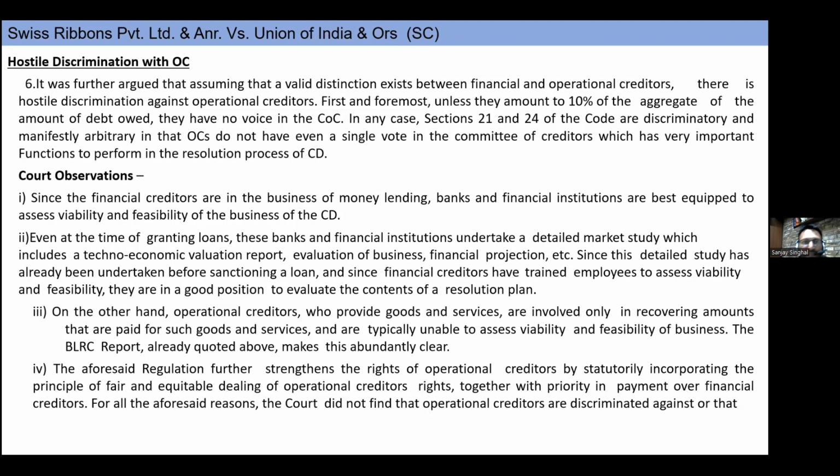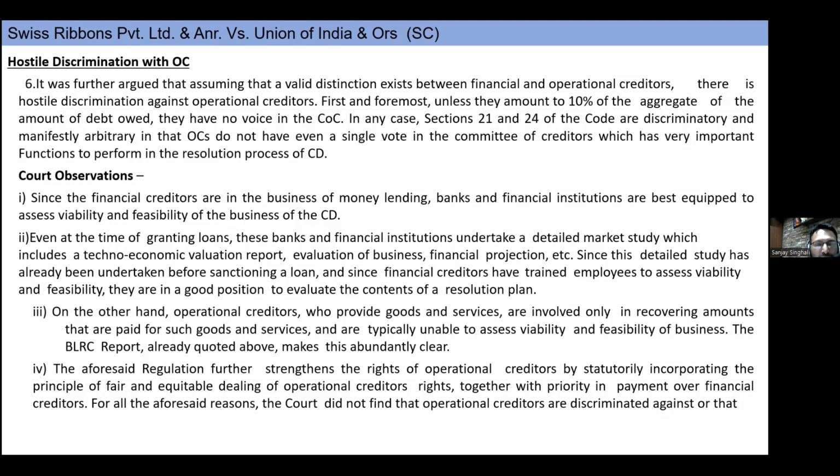This is also a good point: there is a hostile discrimination against the OC. The point was that the OC is not part of the COC. Sections 21 and 24 of the code are discriminatory and manifestly arbitrary in that OCs do not have even a single vote in the COC, which has a very important function to perform in the resolution process of the CD. An OC can only be part of the COC when the amount is 10% of the aggregate of the amount of debt owed. So what was the court's observation?